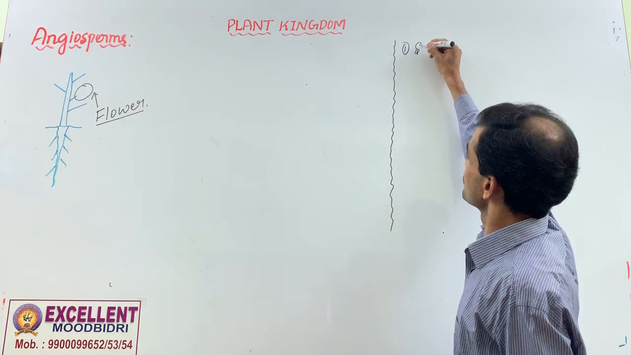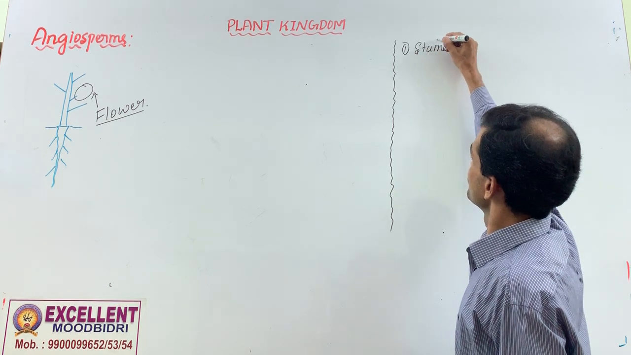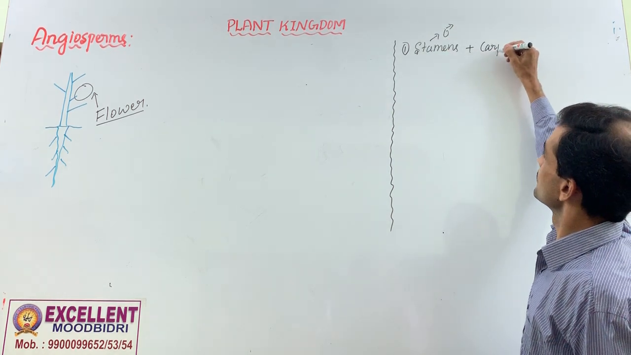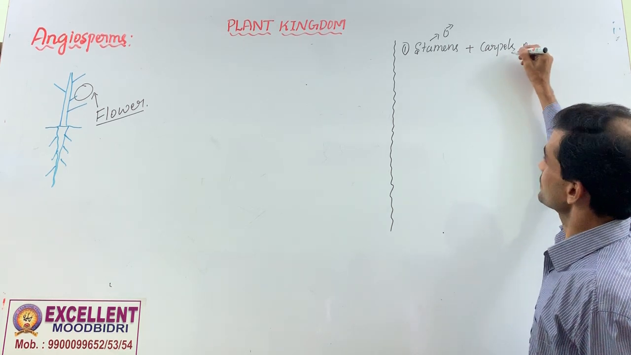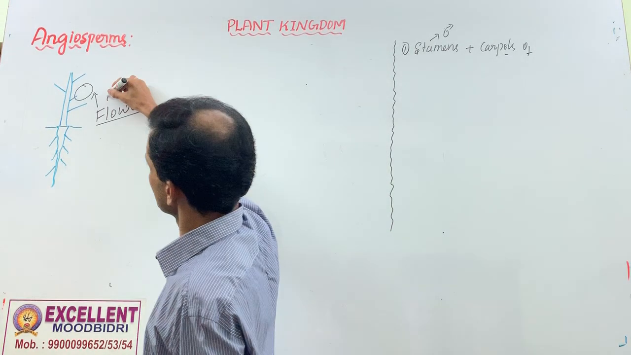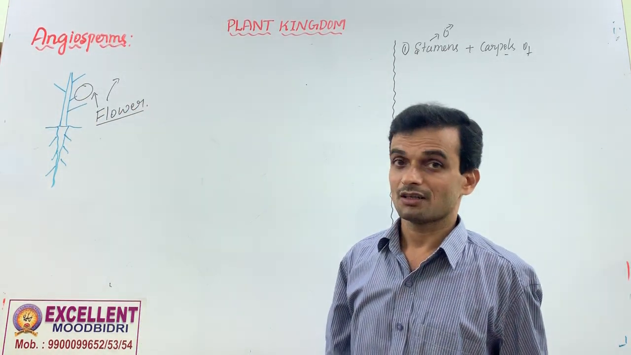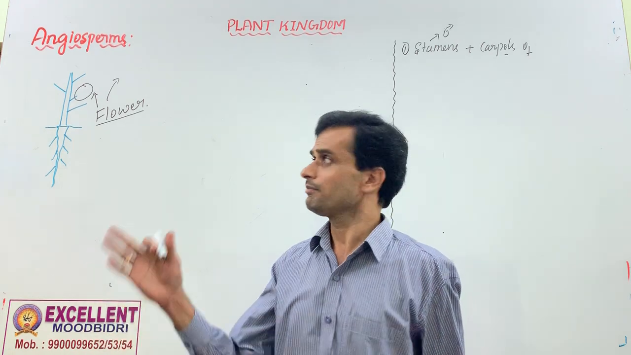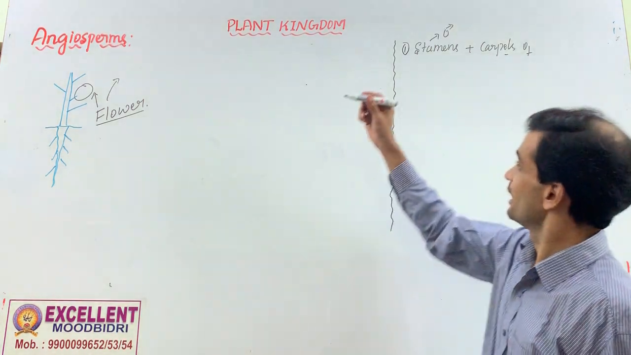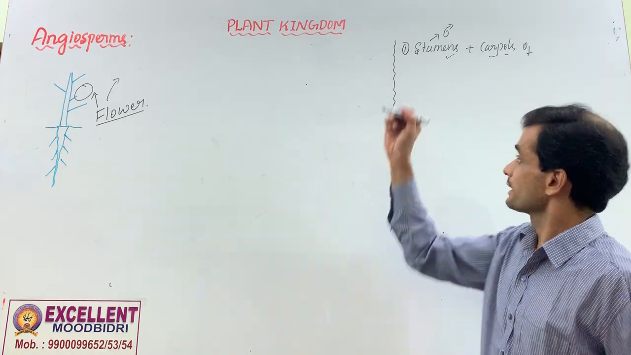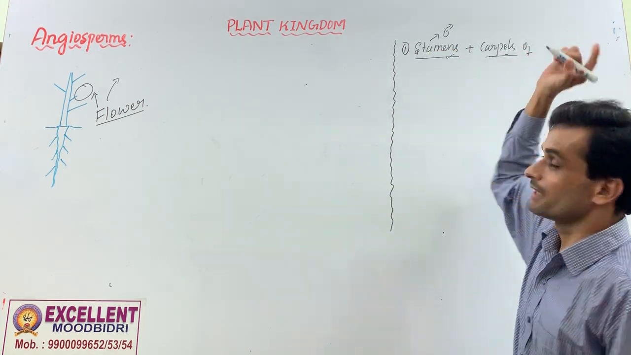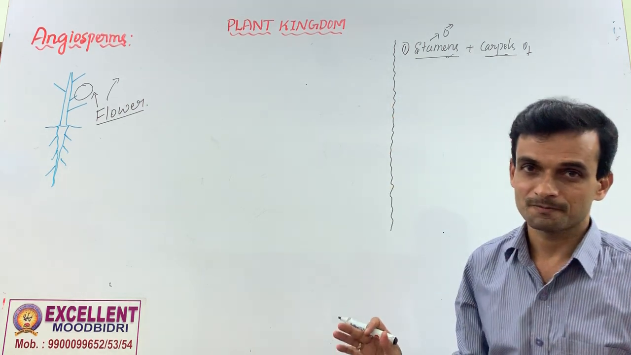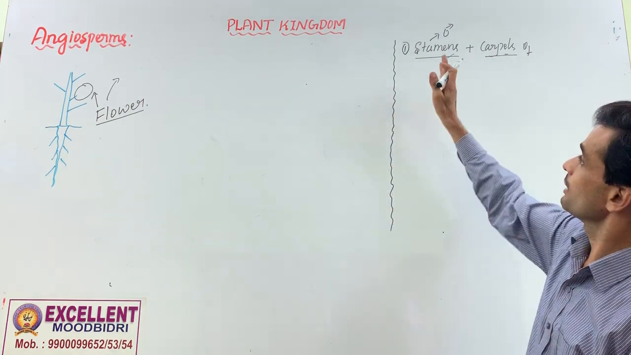Flower consists of stamens. This is male reproductive structure. Carpels. This is female reproductive structure. You have seen lots of flowers, colored petals, attractive sepals. In addition to that, flower will have reproductive structures, such as stamens and carpels. I cannot say antheridia and archegonia. Antheridia and archegonia are the reproductive structures in non-flowering plants. We are talking about flowering plants. Flower will not have antheridia and archegonia. Flower will have stamen and carpel.